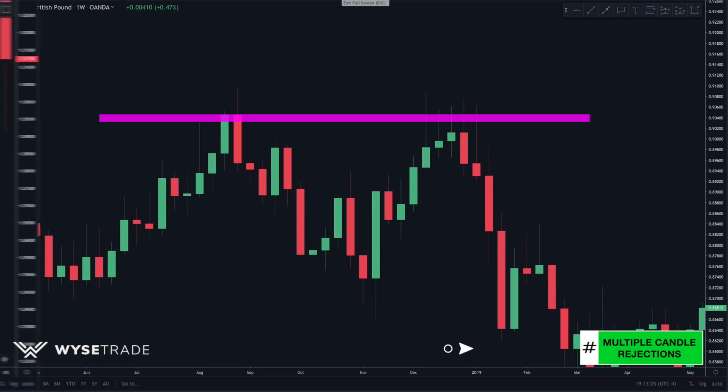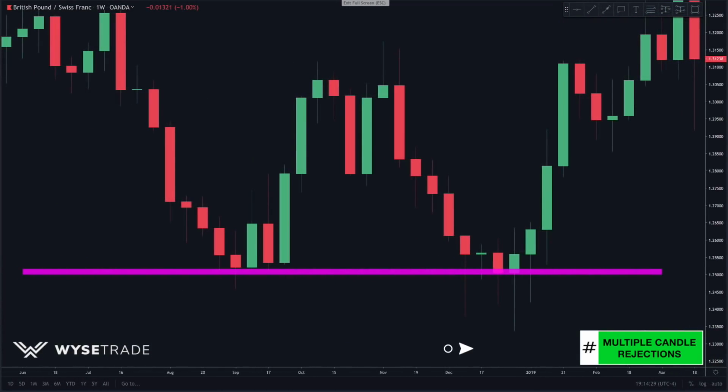So let's show this again. We look left and notice price came down, hit and reversed drastically, giving us a clear level of support. As price came back down to this level, we again had multiple candles rejecting this level of support. 5 total rejections, creating a good long opportunity.